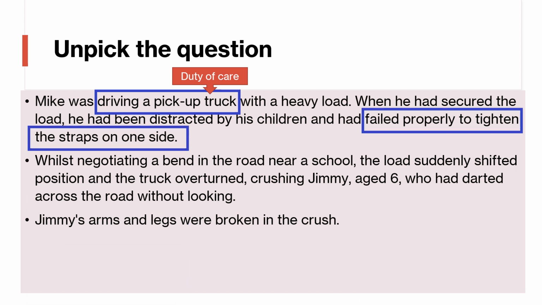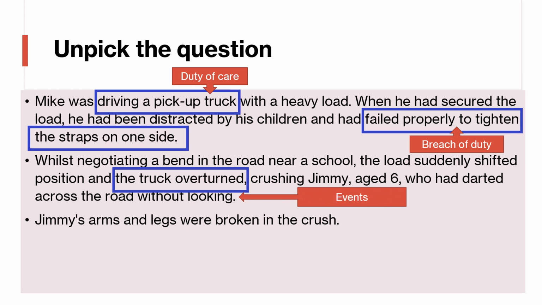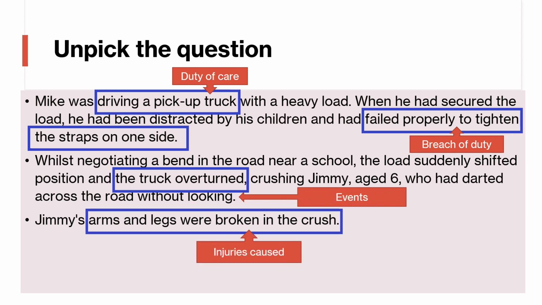He failed to properly tighten the straps on one side, so you could probably argue that's where your breach is. And then the truck overturned is just part of the event. You've got to consider, is that linked to the final issue of causation or the injuries caused? So that's the first thing we need to do. Obviously, make sure we're looking through the question. You can also annotate that further if you wish. I mean, this is a basic scenario, just for the purposes of this video. But you could annotate that further really.